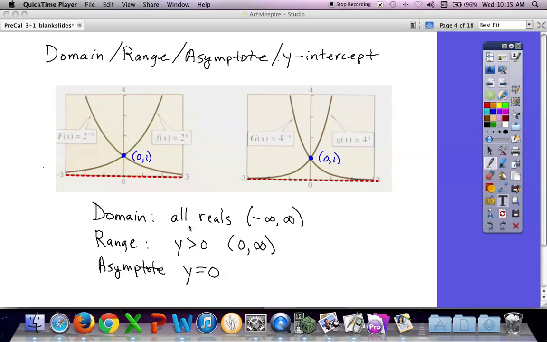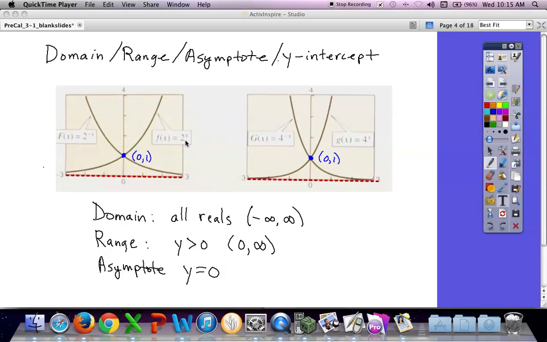Because we get to plug in for the x value. We want to make sure we plug in a value that does not lead to something that's undefined. There's no issues. We can plug in anything we want for x in an exponential function, never undefined.